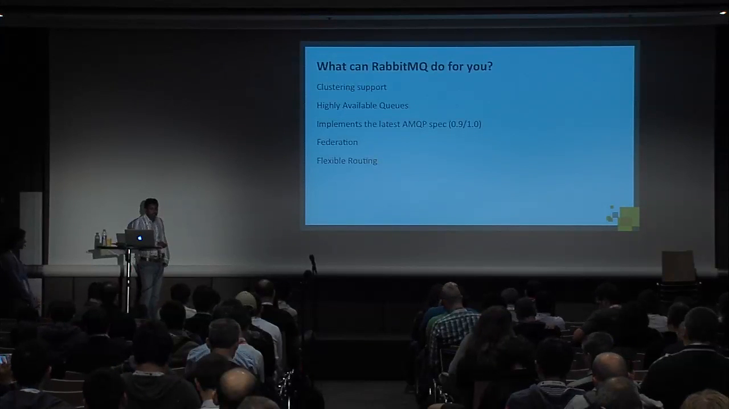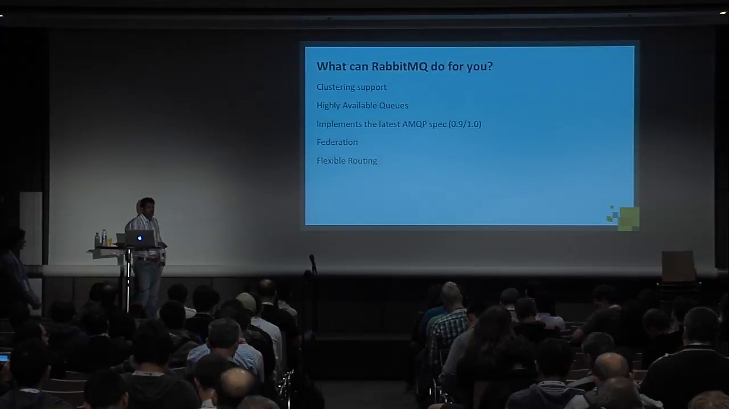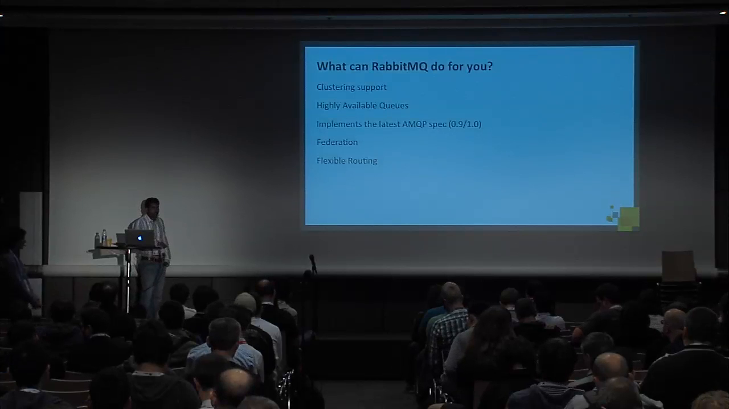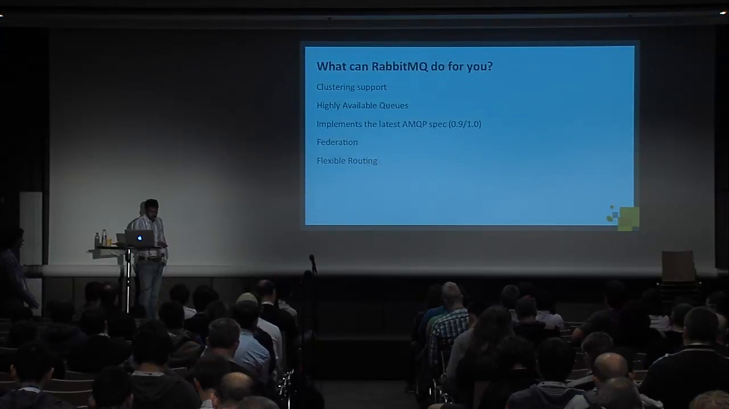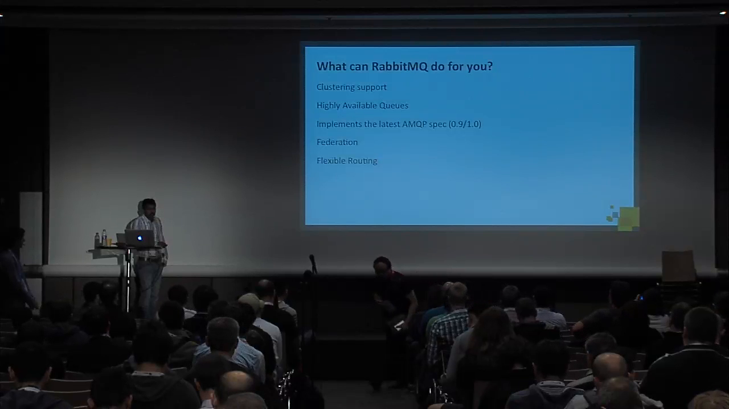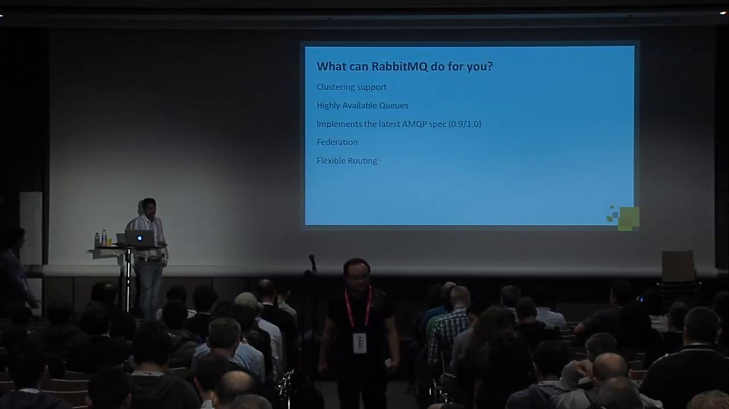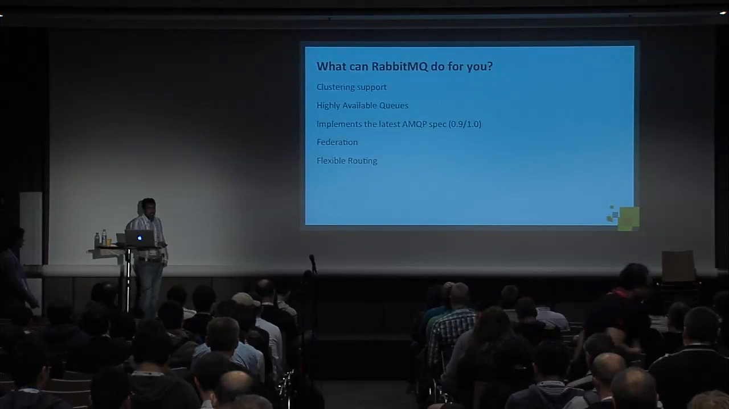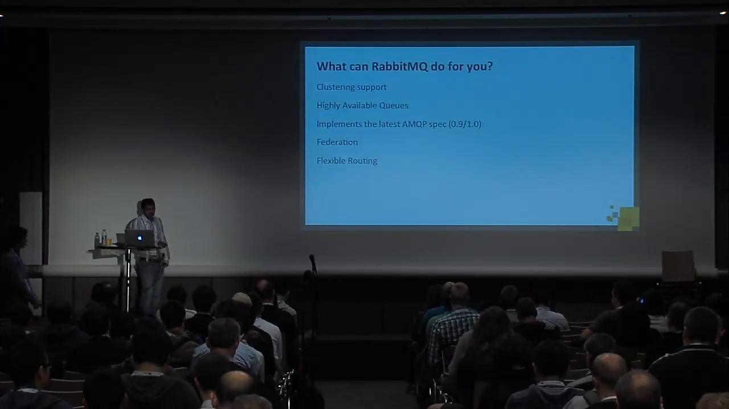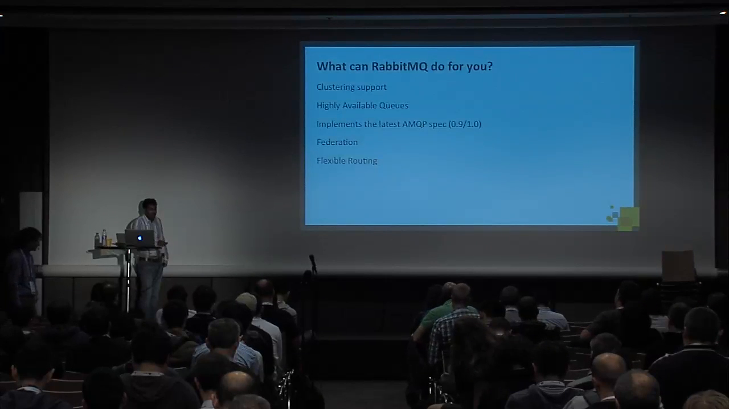no need to use Pacemaker and Corosync, which I saw in a lot of operations guides. But to do that, we are trying to contribute to have this documented there too. And it has highly available queues. That means by default, the queues are not part of the cluster. You have to enable the HA policy on the queues. Don't forget that, it's one of the most common things. People create the clusters, but forget to run that command.